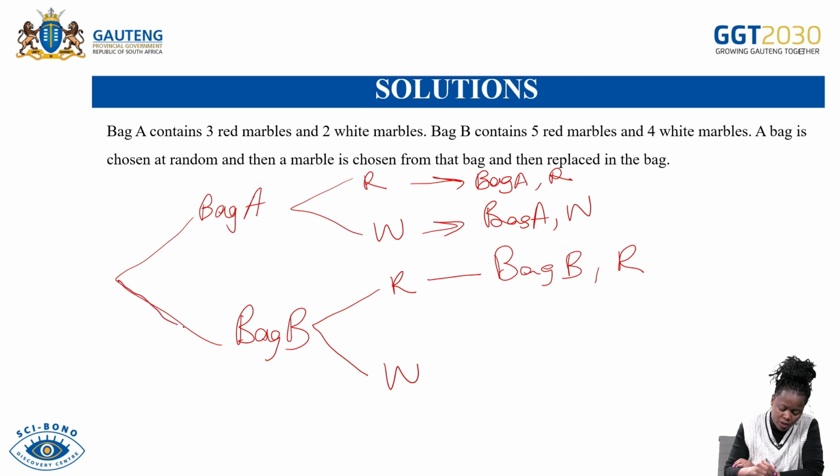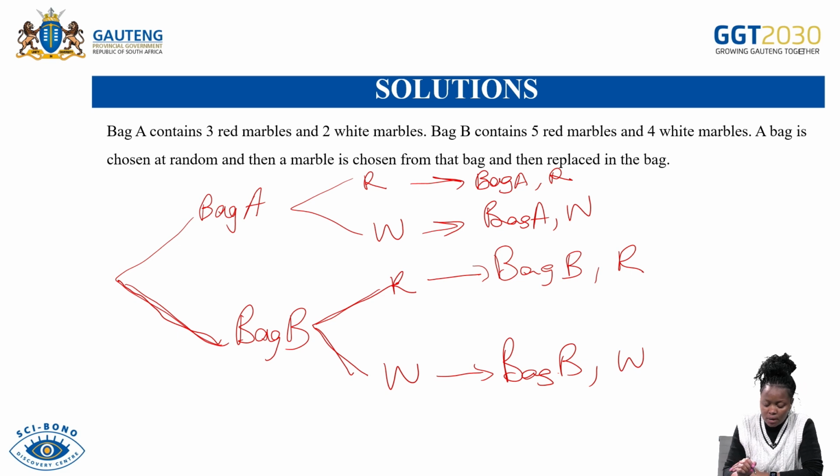You go with your branches. So now I'm in this branch, so it's going to be bag B with white marbles. Okay, now we can write our probabilities.